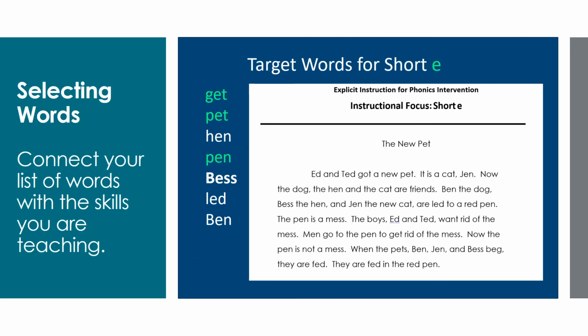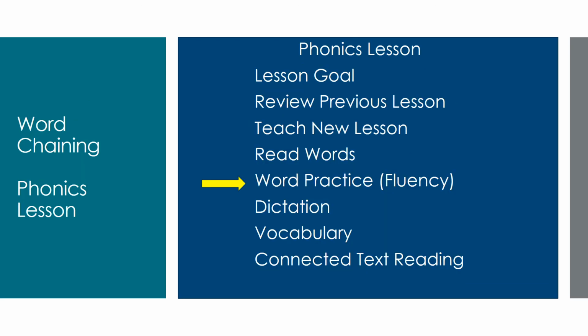As you introduce connected text to your students, choose words from your text to build your word chain. This is a decodable text from the West Virginia Phonics. It provides practice for reading words with the short E sound. When planning your phonics lesson, choose from a variety of activities to build word practice, such as the word chaining routine that was shared today for building skills in fluency of word reading.